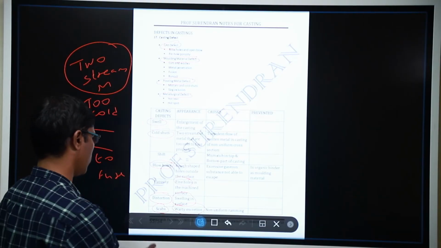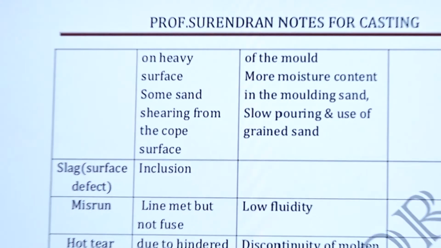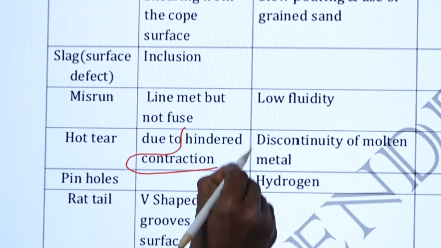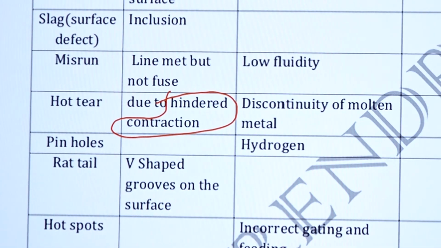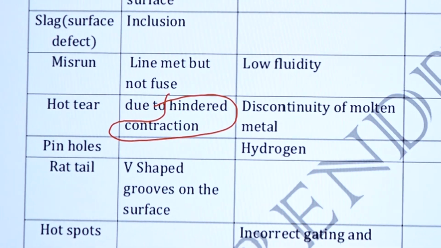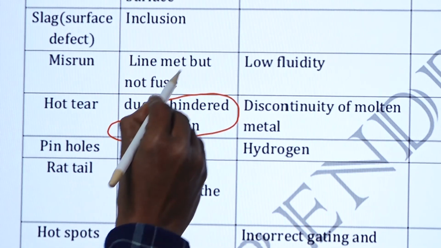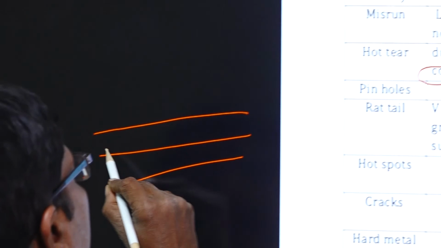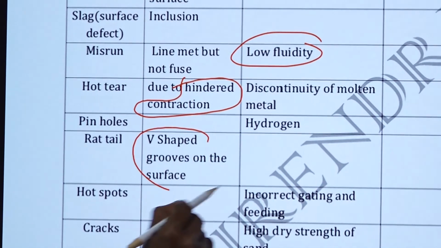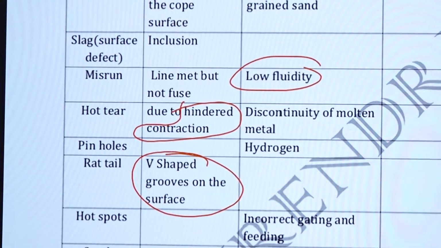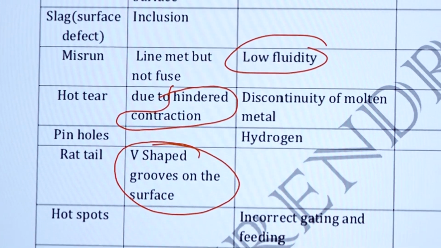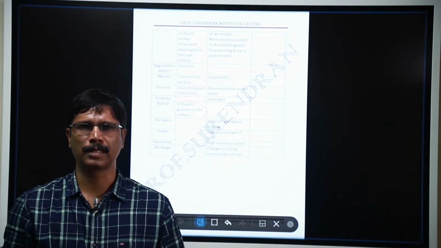Scabs are produced. So next is hot tear. Hot tear is formed due to hindered contraction, and misrun is formed due to low fluidity. It will form like a line, so low fluidity, a line met but not fused. Rat tail is V-shaped grooves formed on the surface. These are some important casting defects. They should be remembered for the casting purpose.